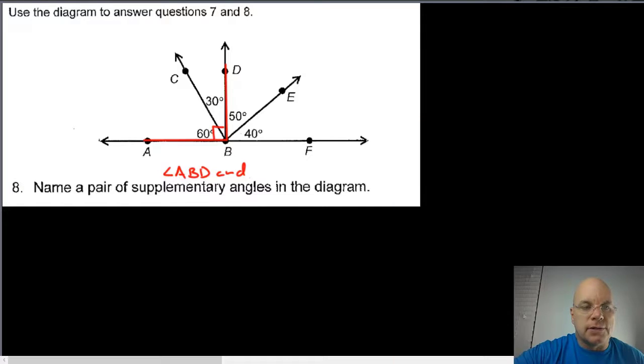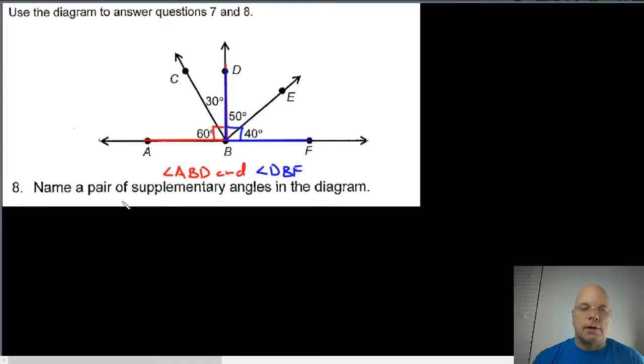The other right angle in this diagram is on the other side of ray BD. It's right here. So that angle would be angle DBF. Angle DBF. Since each of those is 90 degrees, their sum is 180, so those are supplementary angles. Those weren't your only choices.